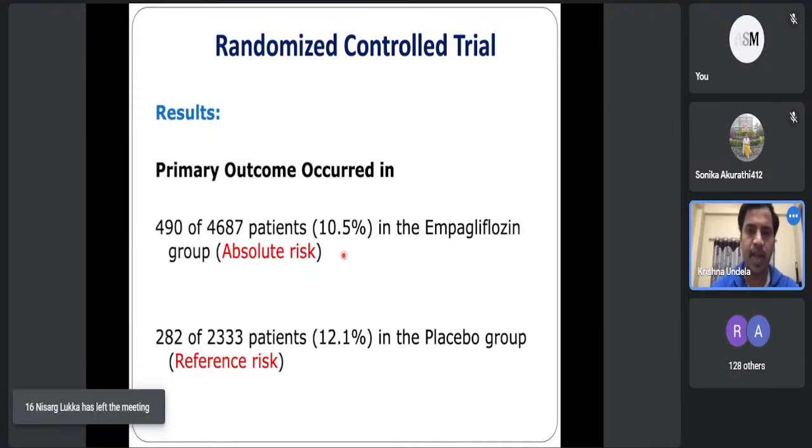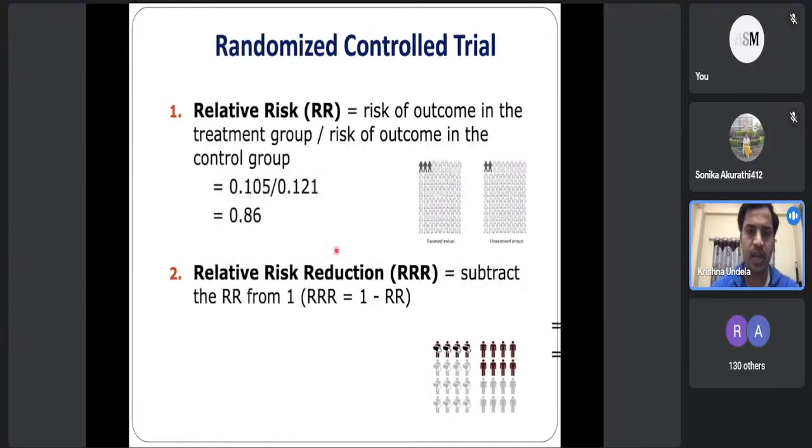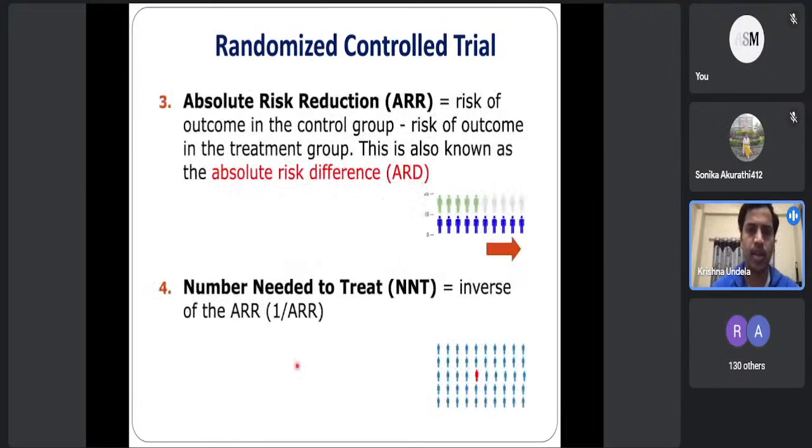As we know already, 10.5% risk is there in the treatment group, and 12.1% risk is there in the control group. The exact difference between these two percentages is only 1.6%. We can call this the absolute risk reduction or absolute risk difference. So just remember these two things. This one is the relative risk reduction. Relatively, this much reduction is there. And this one is the absolute risk reduction. Accurately, this much difference is there between the treatment group and control group.